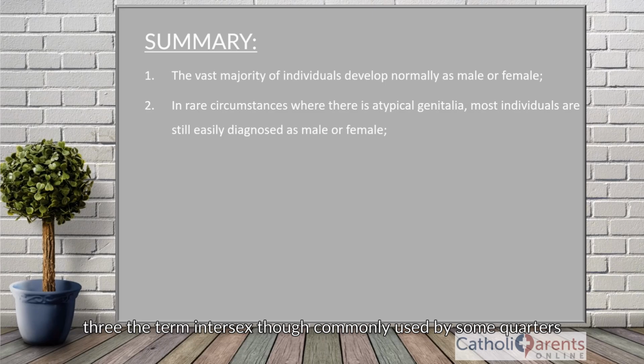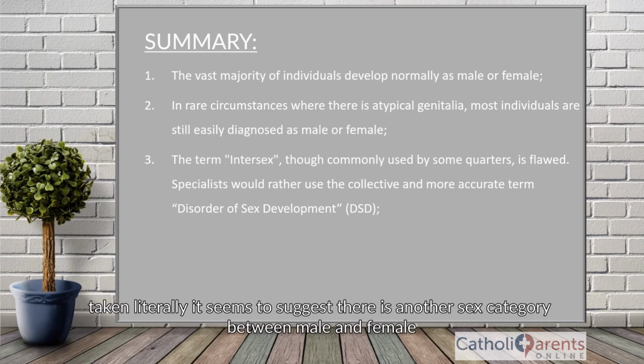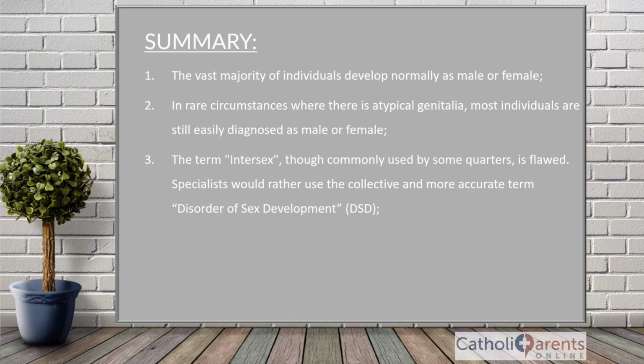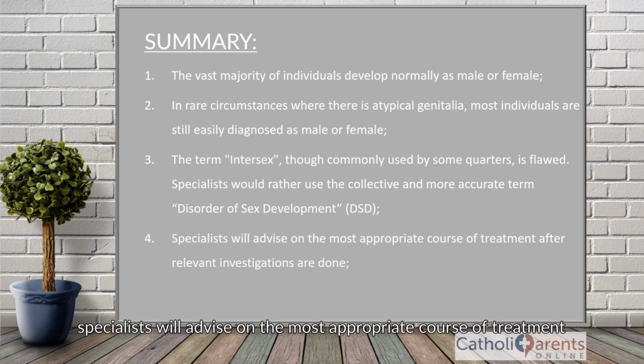3. The term intersex, though commonly used by some quarters, is more often than not misunderstood. Taken literally, it seems to suggest there is another sex category between male and female, whereas the collective and more medically accurate terminology is disorder of sex development, or DSD. 4. In cases where there is uncertainty, specialists will advise on the most appropriate course of treatment after relevant investigations are done to find out what the actual condition is.